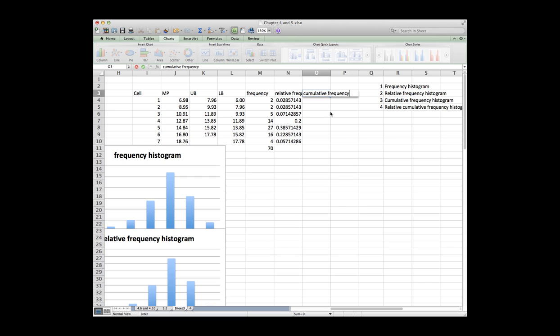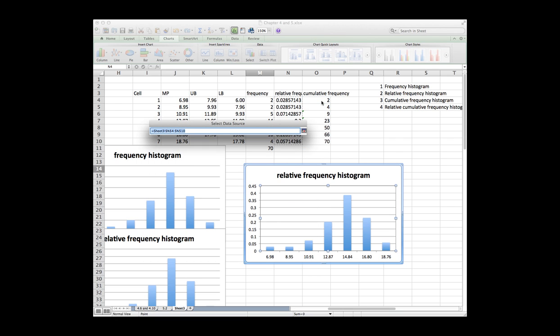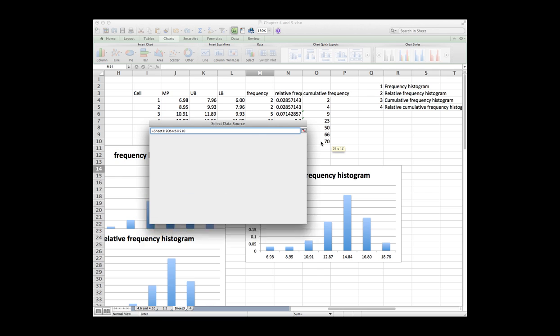Next, we're going to make the cumulative frequency histogram. All that we have to do to get this is add up the cells on top of one another. So for the second cell, I'm going to add this 2 plus 2 from the first cell. For the third cell, I'm going to add the first and second cells. And so on. So now I'm going to put this data into this chart. I'm going to change the y-axis so that now we have the cumulative frequency data.